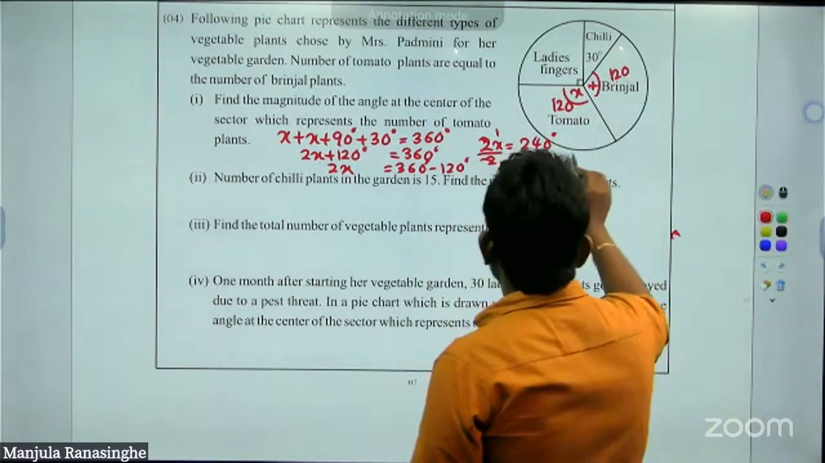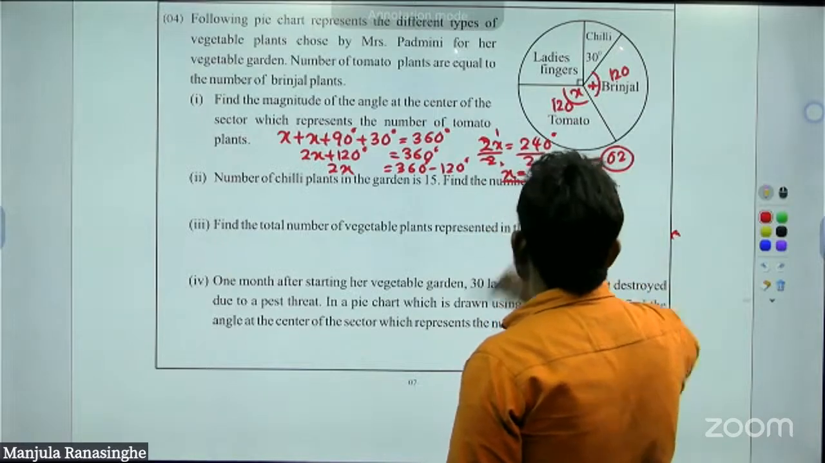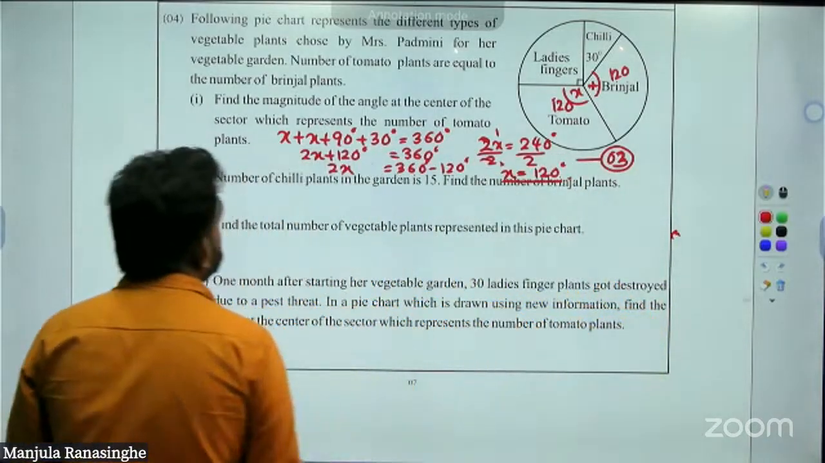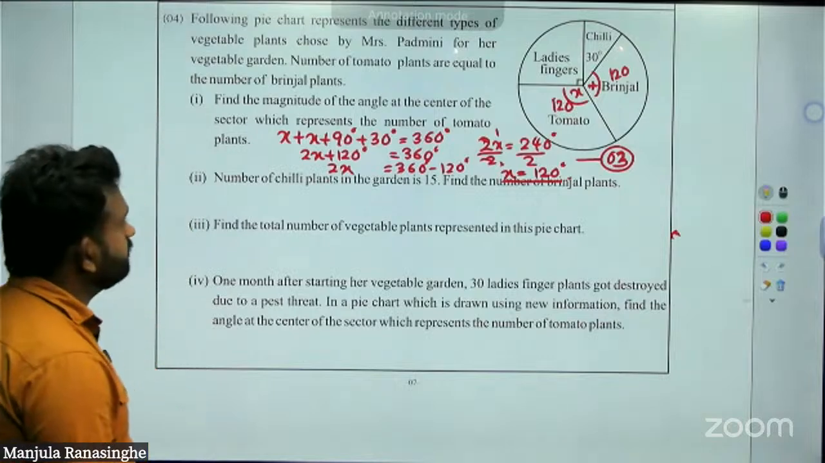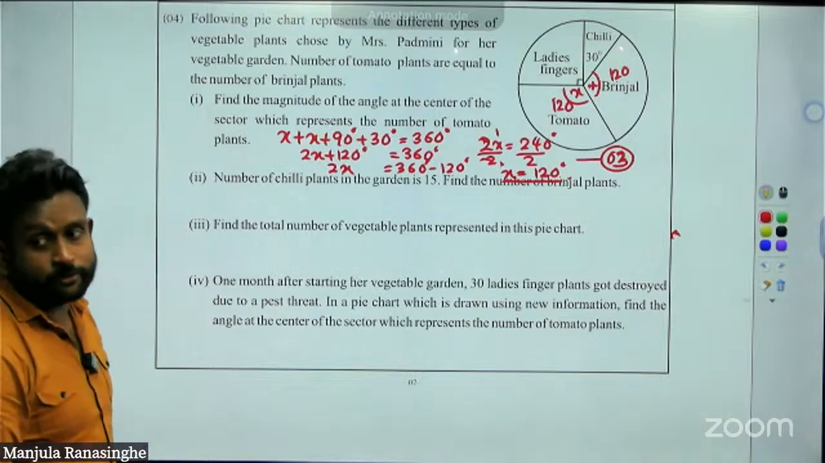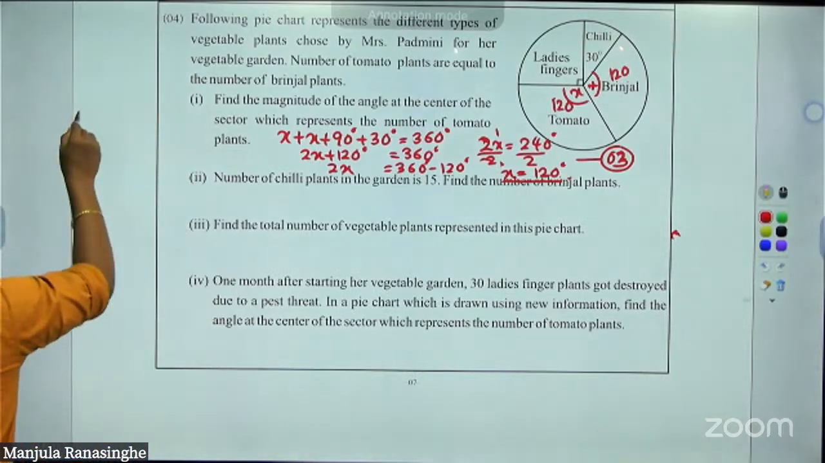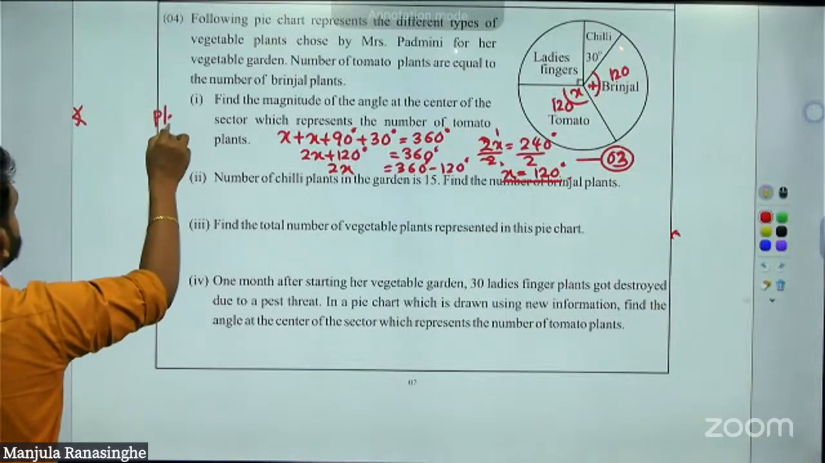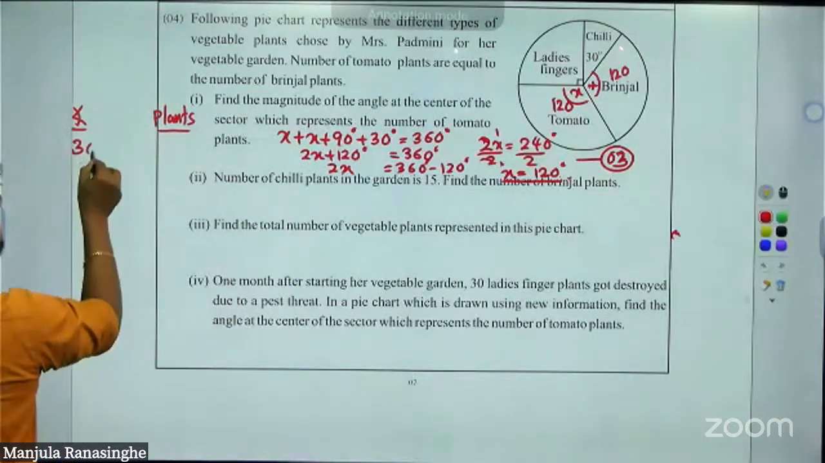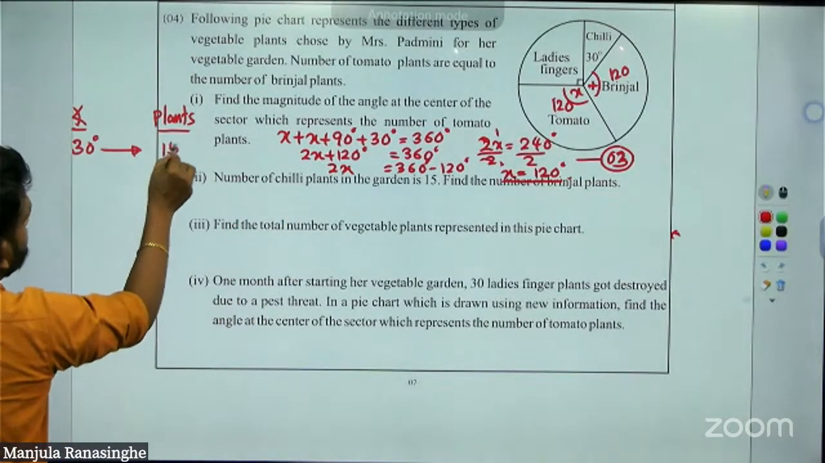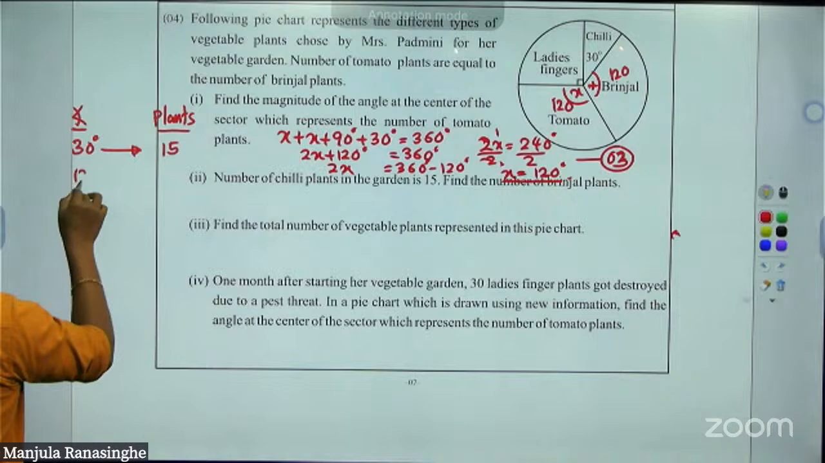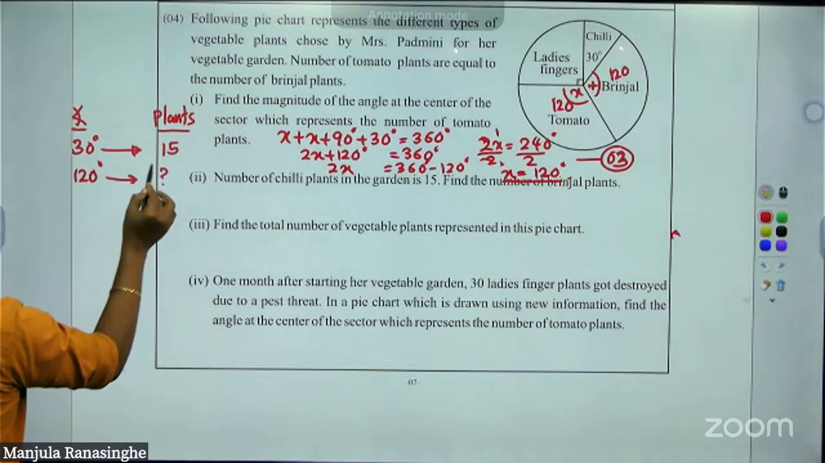Right. So for that part, you have 2 marks there. So 3 marks. Number of chili plants. So that's the tomato angle, 120. The number of chili plants in the garden is 15. Right, now find the number of brinjal plants. So now you can build up in this manner. You write angle and the plants. See there, the chili angle is given. What is the chili angle? 30 degrees means how many plants are there? 15 plants. Then they're asking, find the number of brinjal plants. Brinjal plants means brinjal angle 120. They're asking how many plants are there.